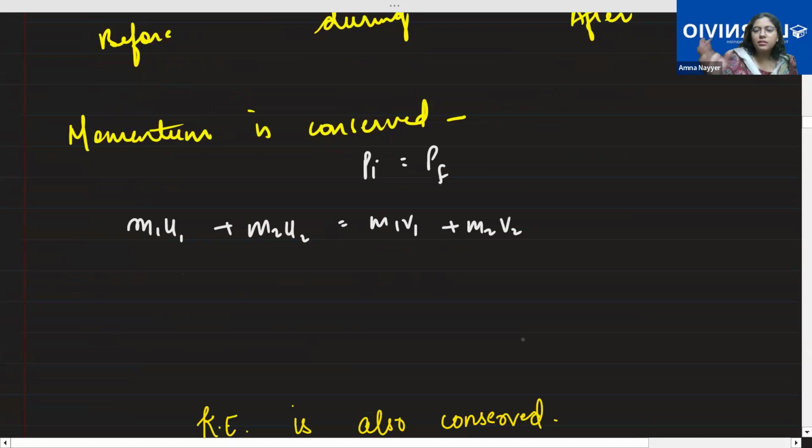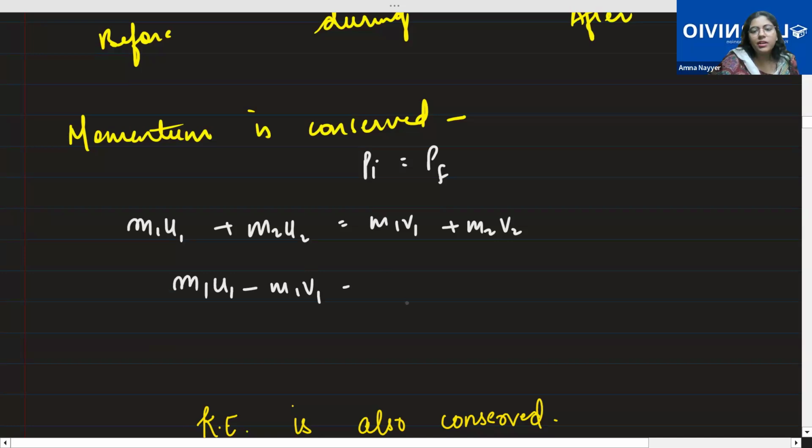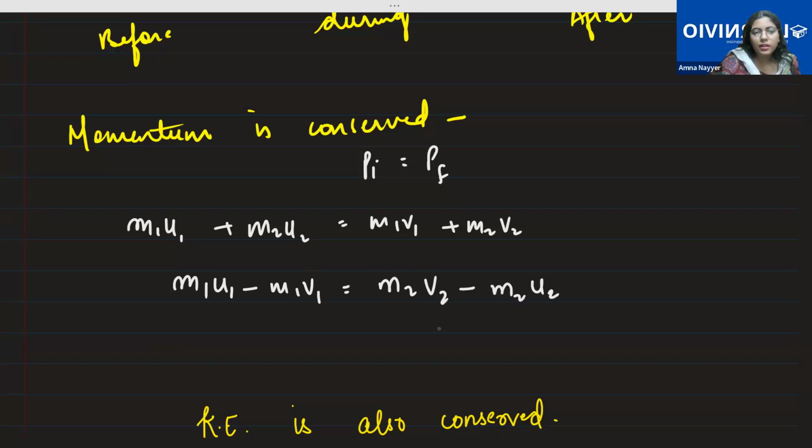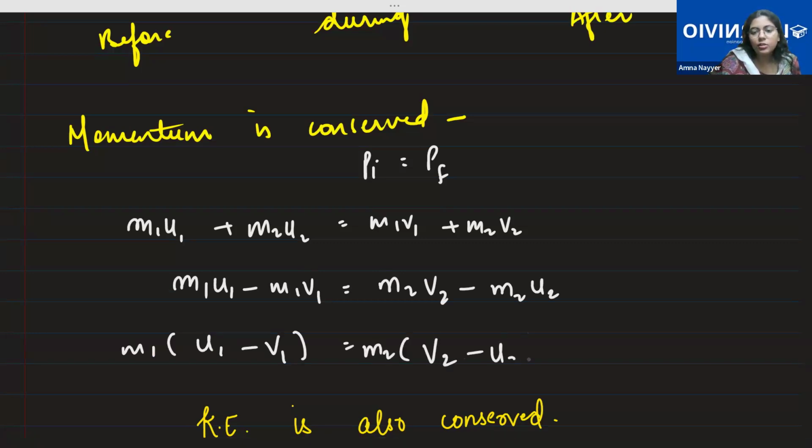Now, let's bring the 1 terms together and U terms together. This will be M1U1 minus M1V1, equal to M2V2 minus M2U2. Now see, from here we'll take M1 common. This will be M1 times U1 minus V1 equal to M2 times V2 minus U2. This is the first point.